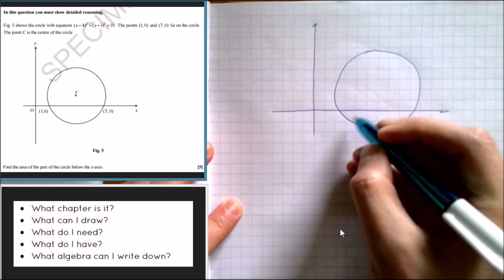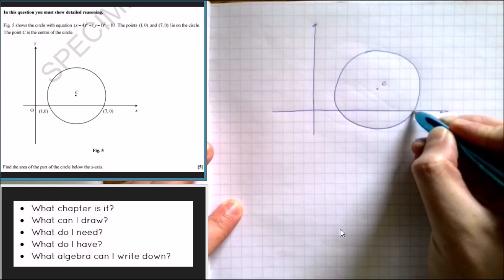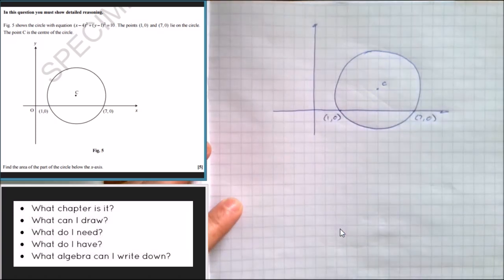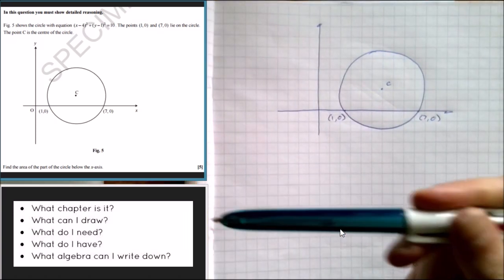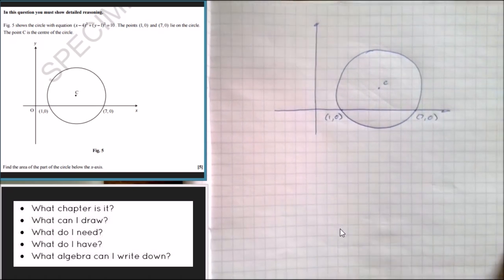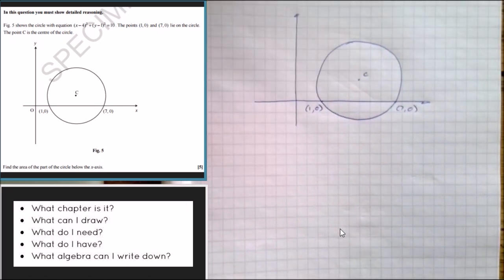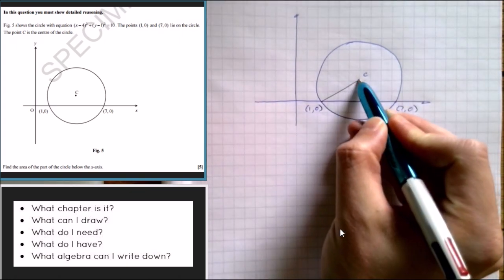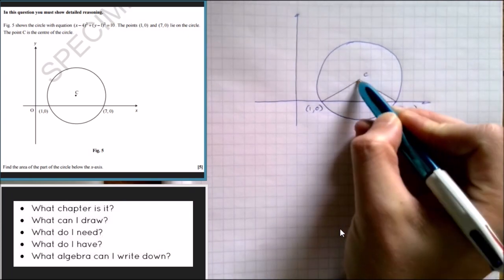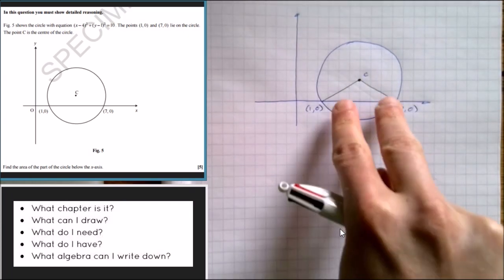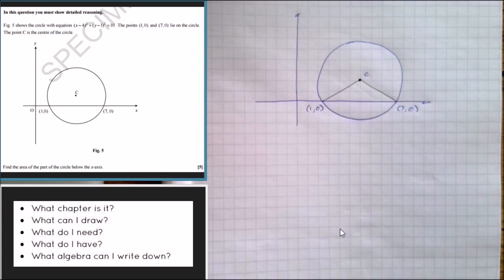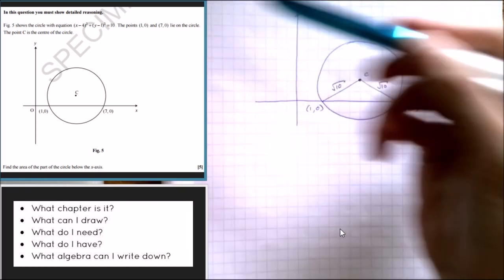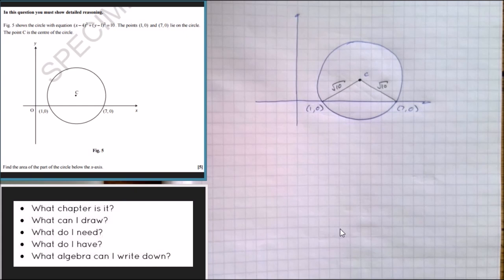Lovely, a circle with centre C, and points 7, 0 and 1, 0. So the exam's already given you a sketch. This question of what can I draw sort of becomes what can I add to the drawing that's already given to me. I'm immediately drawn here to connecting these up to the centre. That's often useful in circles questions, to draw on the radii, because now we know those are the same length, and we know from the equation of the circle that r squared equals 10 means that both of these are root 10.